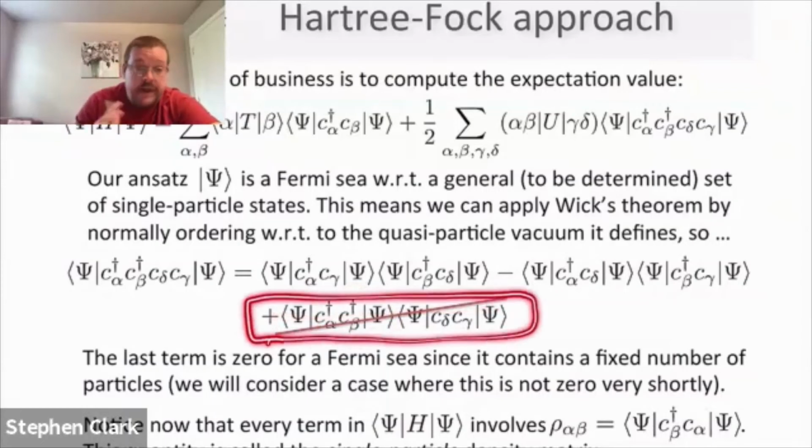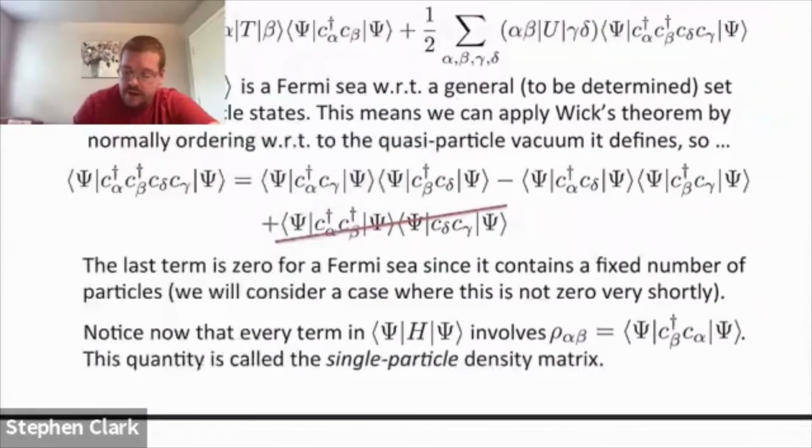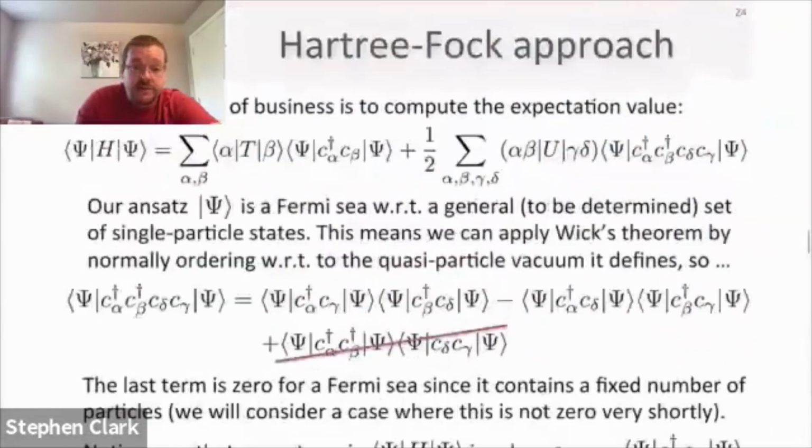This wouldn't disappear if, for instance, we were doing BCS theory, where we violate particle number conservation. We have superpositions between different particle number sectors. Then these anomalous terms can be retained. Okay, so we're going to have to calculate this expectation value here.